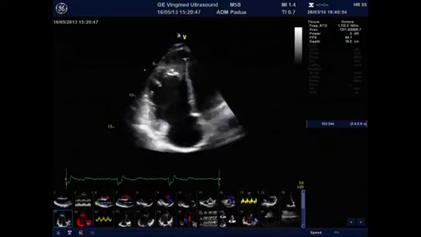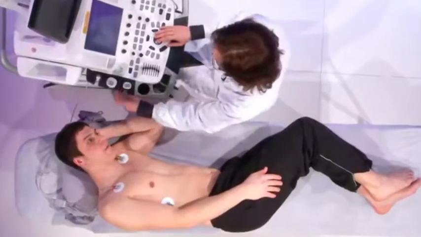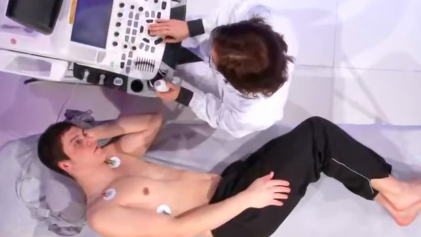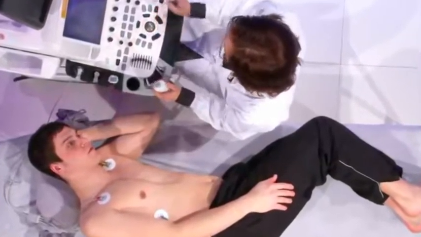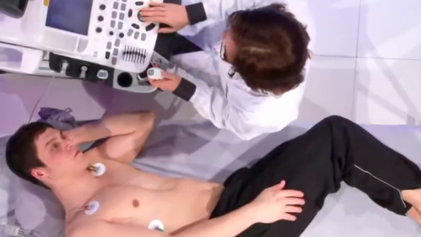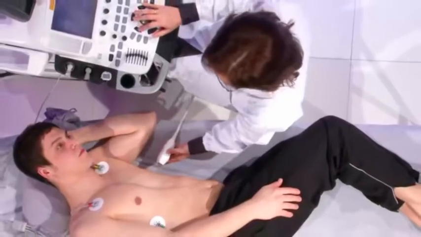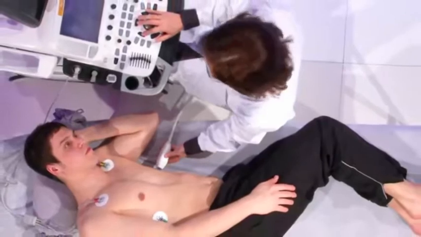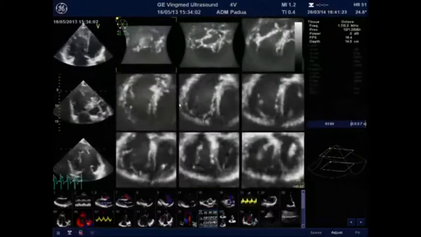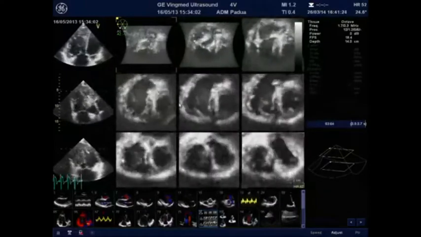If you want to do this, then you need to switch between the probes, the 2D and the 3D, by selecting the 4V probe and the preset. Okay. And then put the transducer in the apical region, and then you are provided with these slices of the right ventricle automatically.